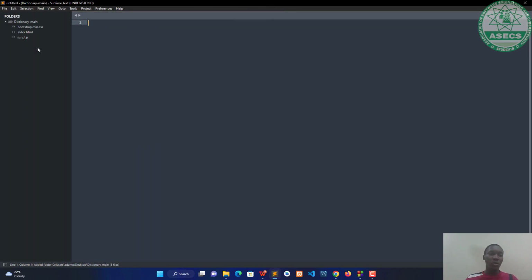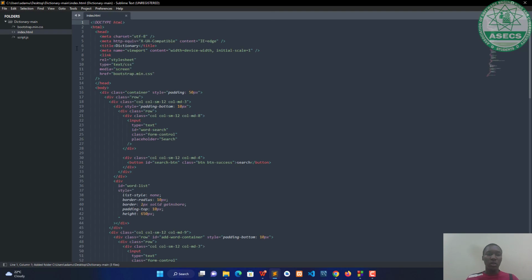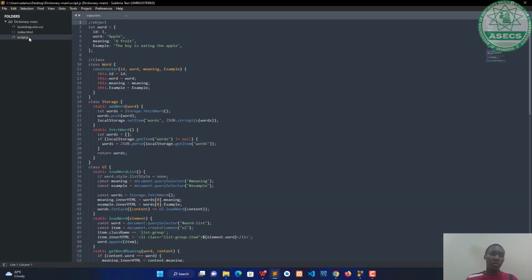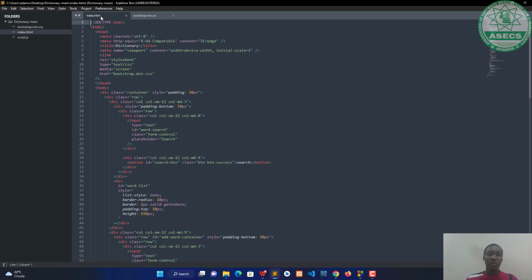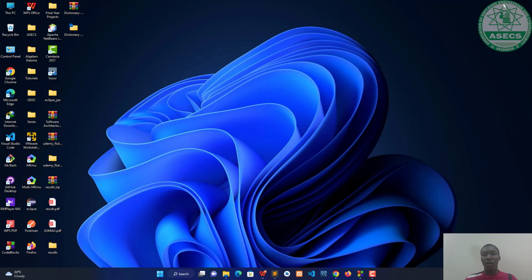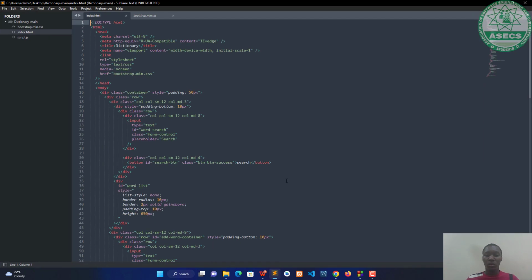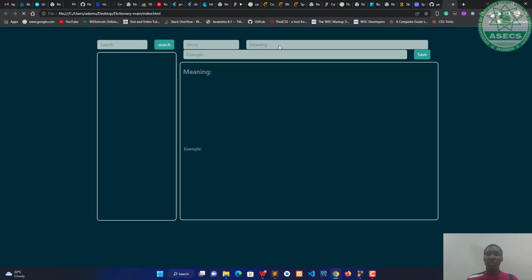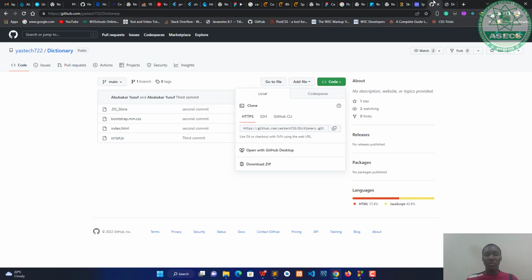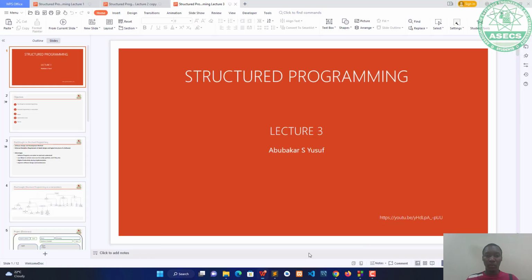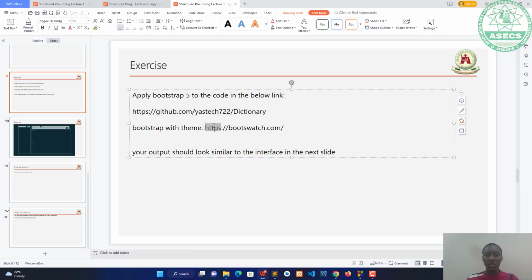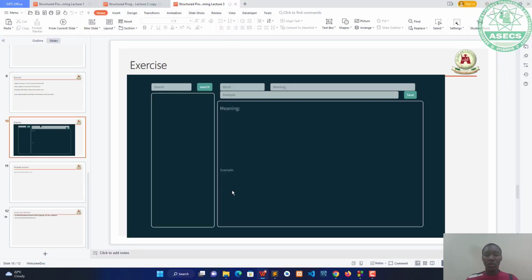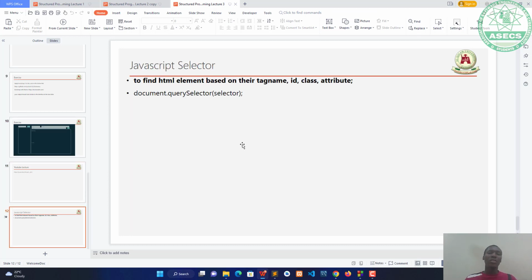So now here's the code, here's the HTML, here's the script, which is the JavaScript, and here's the Bootstrap. So let me open this project. Right, so open in browser. So here is the project. I don't think there is any exercise for this. Your output should look similar to this. So yeah, guys, I don't think we need anything.